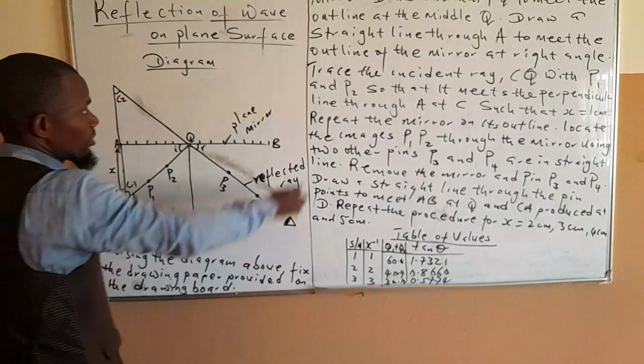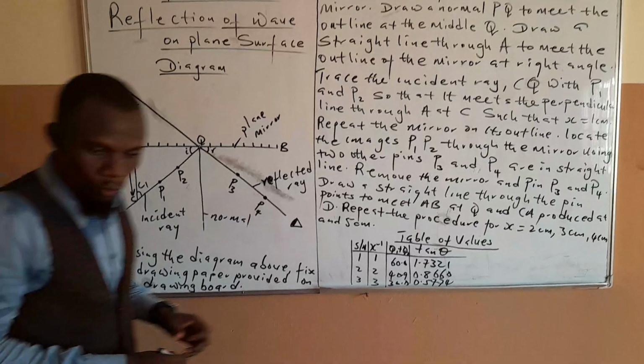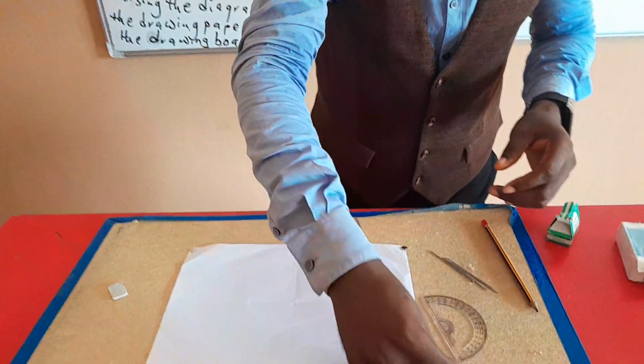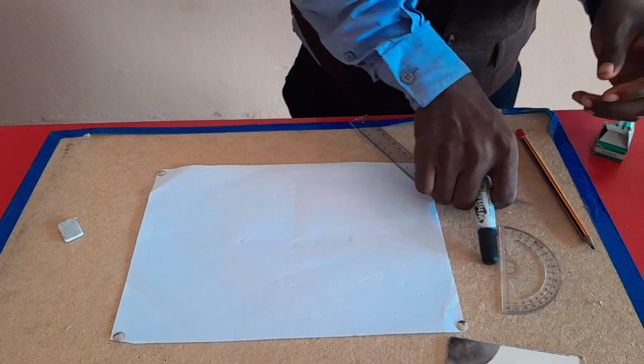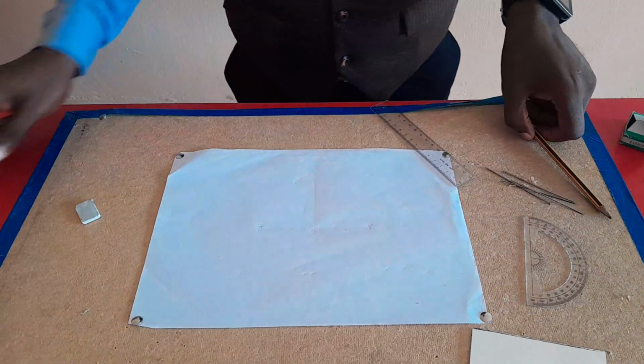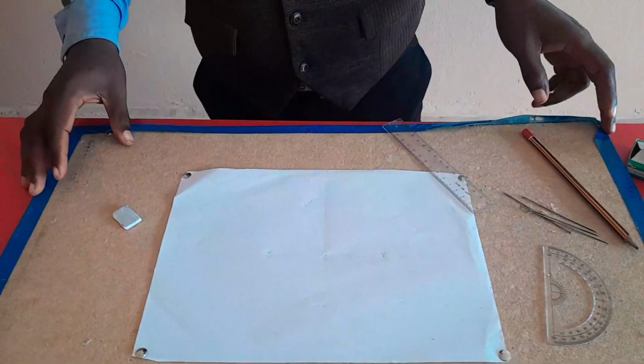These are the procedures for this experiment. So, with me, I have the plane mirror, the protractor, the ruler. These are the 4 pins, pencil, and I have my eraser. This is the drawing board, and this is the plane sheet.